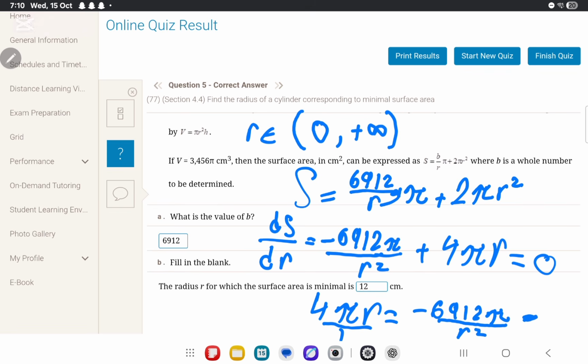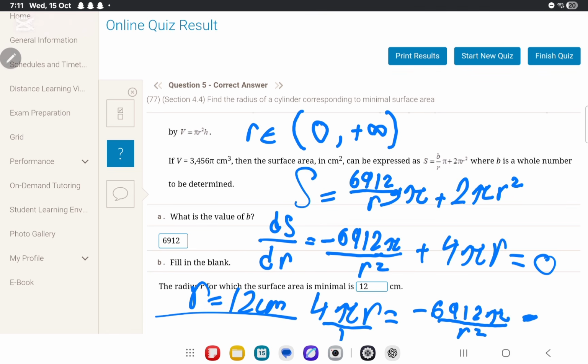You're going to find the answer. But I'm not going to cross multiply because I'm assuming most of us have calculators with equation solvers. So negative 6,912 pi over r squared. In our case, we're going to say it's x squared, because I'm going to find the surface area, plus 4 pi x equals 0. X is equal to 12. X is my r. So r is equal to 12 centimeters.